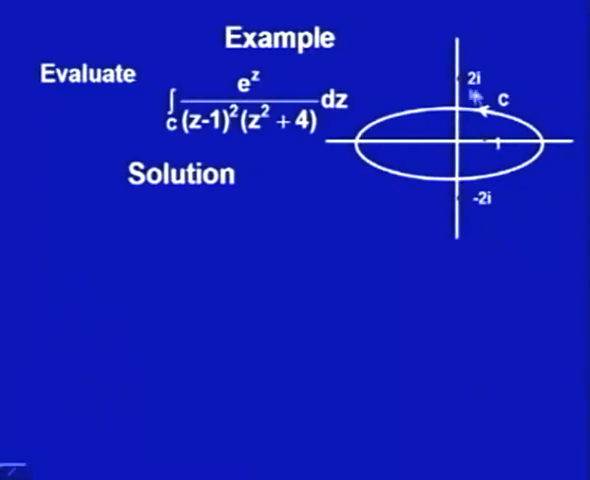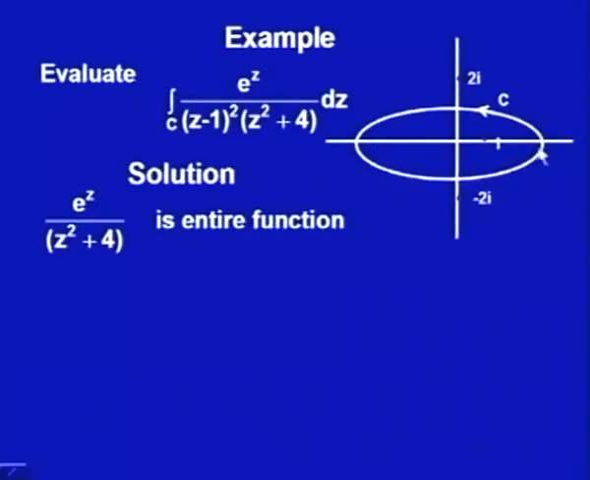So, I have this contour C where 1 is interior, but 2i and minus 2i are both outside. Now I will choose the function e to the power z upon z square plus 4. Of course, e to the power z is an entire function, but when I take e to the power z upon z square plus 4, it will not be analytic at plus minus 2i. But from the given contour I find that plus minus 2i are outside our domain D. So, this function e to the power z upon z square plus 4 is analytic inside and on the contour C.